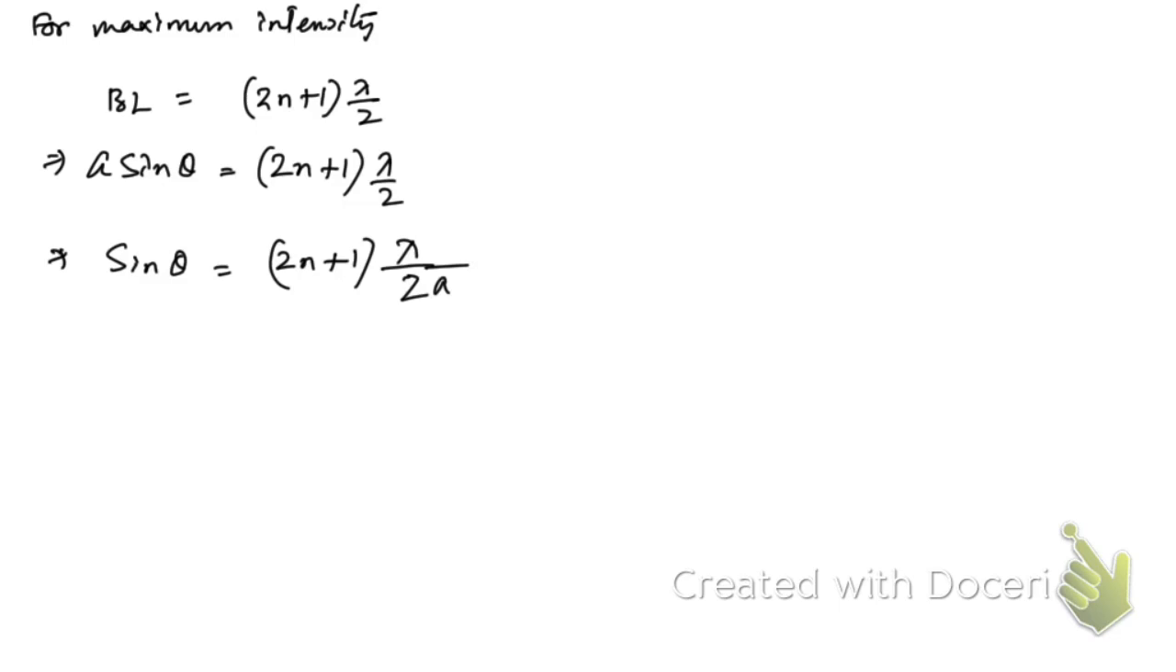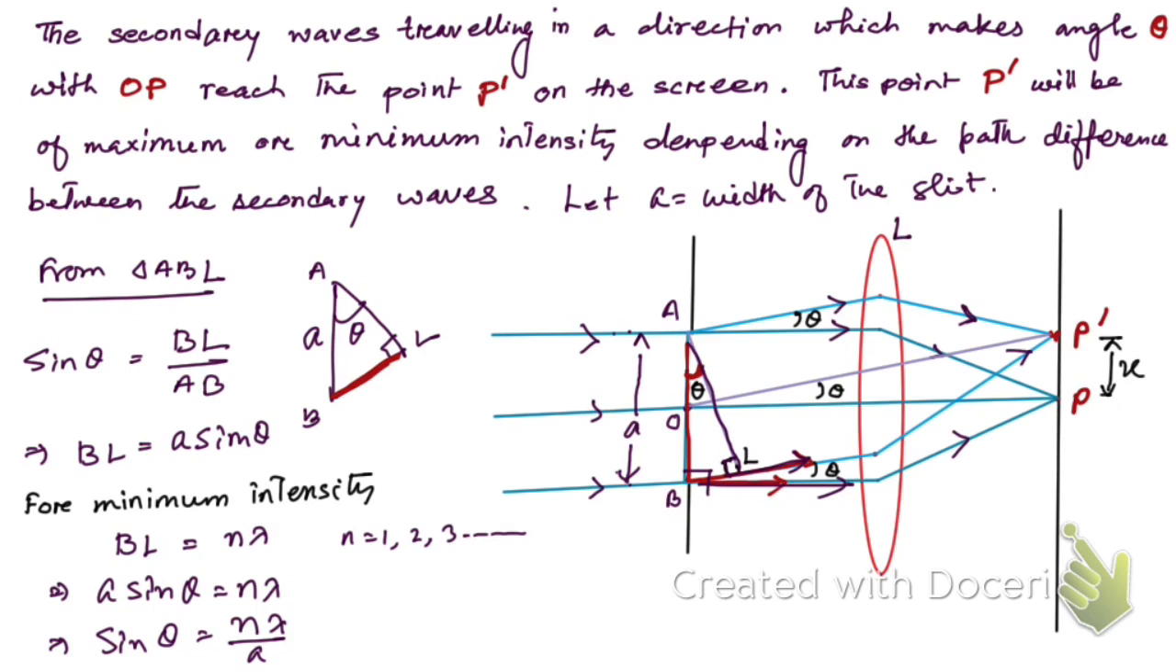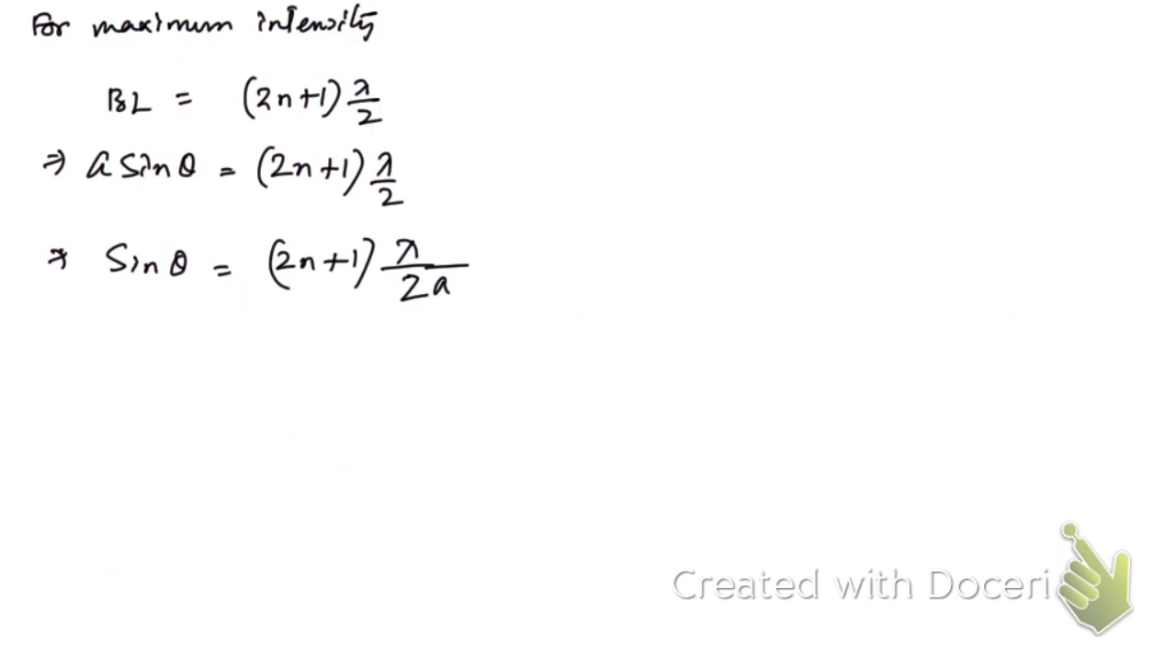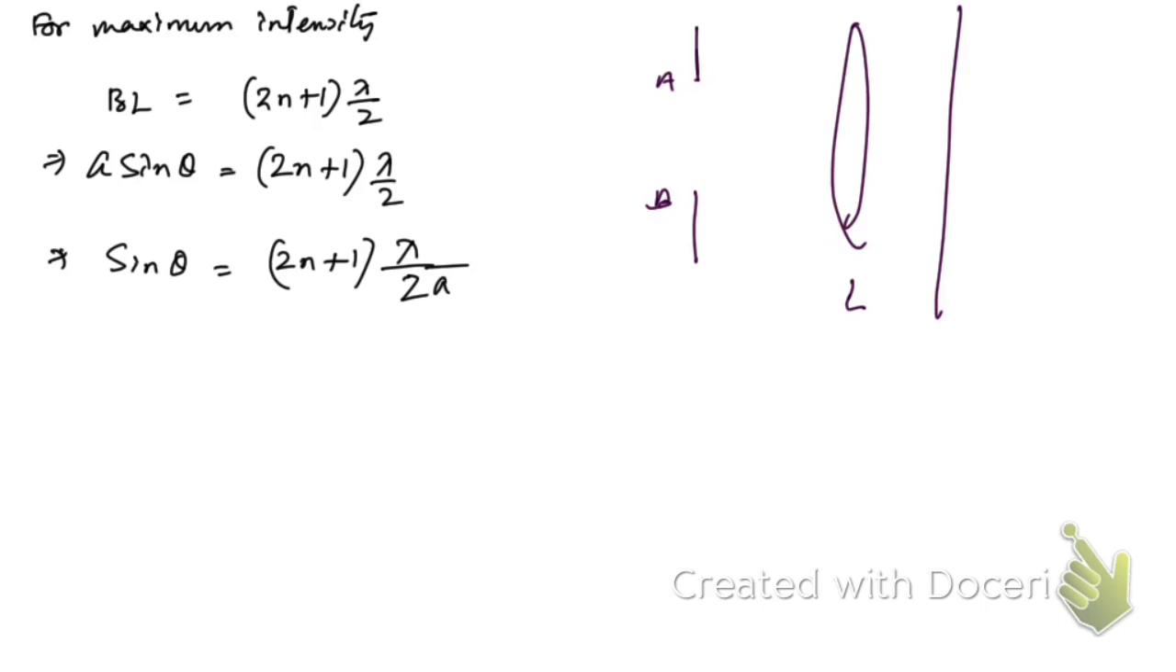Now let me go back to the previous slides. Let me name the lens L. This is lens L, suppose. Now you see, let me show you something. This is the slit AB, and this is the lens L, and this is the screen. So this point is P dash and this point is P, and the distance between them is x. This point is O.